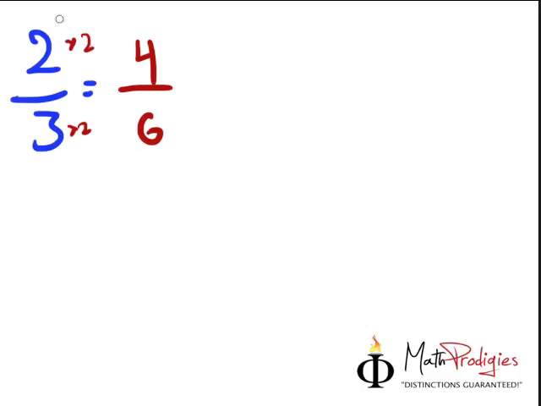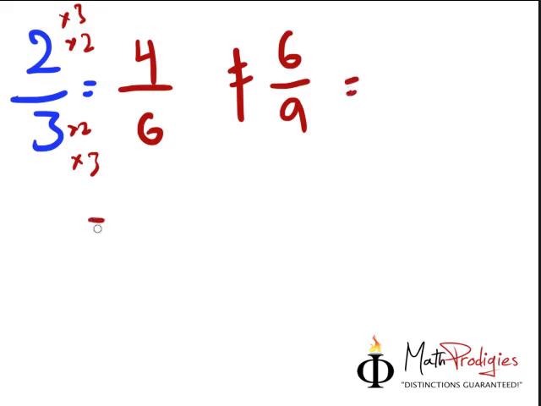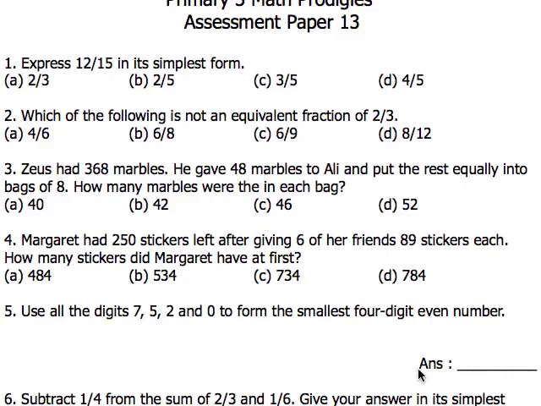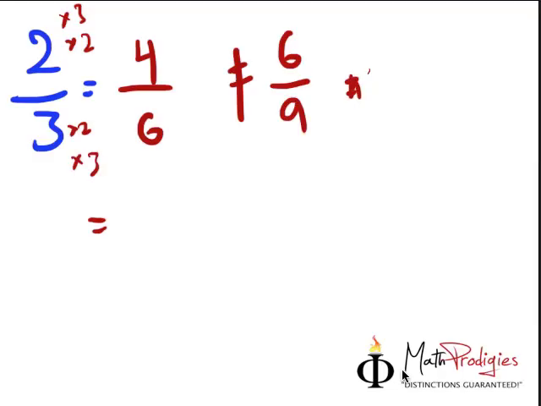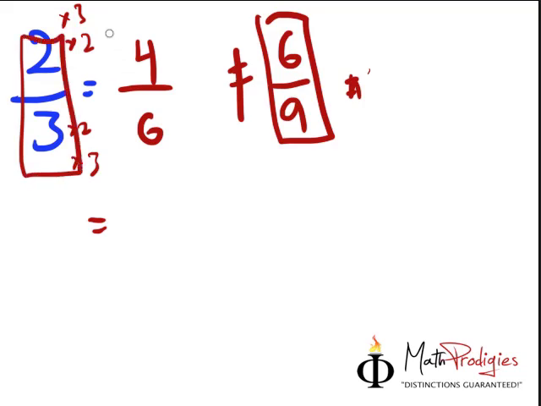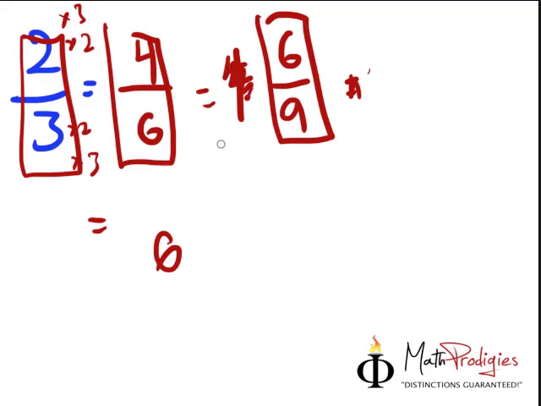And 6 over 8, is it the same? Let's say if we times 3, and we must times 3 below as well, we get 6 over 9. It's not equal to 6 over 8. So let's cancel that out first. The third one, 2 over 3 is also equal to 6 over 9. Now we are getting somewhere. 6 over 9 is the same as 2 over 3. So these two are equivalent. But 6 over 8 is not equal to 2 over 3.